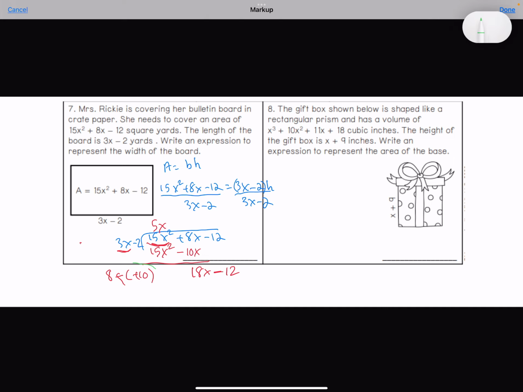So this right here is where you need to be careful. And if you need to use a calculator for that part, feel free. But the actual division part, calculator really isn't going to help you. So 3x minus 2 into 18x minus 12. What do I multiply 3x by to get 18x? It's 6. 18x minus 12. I subtract. I have a remainder of 0.